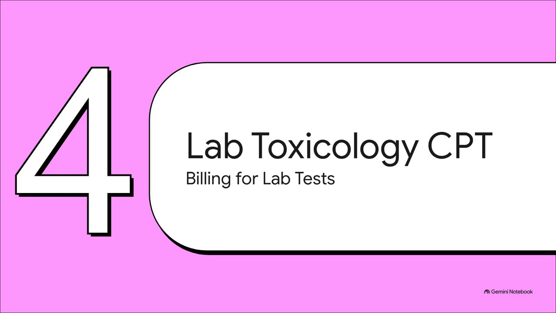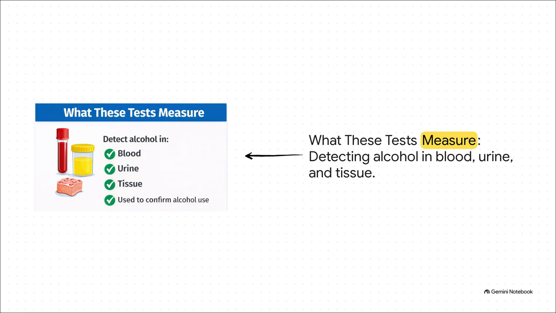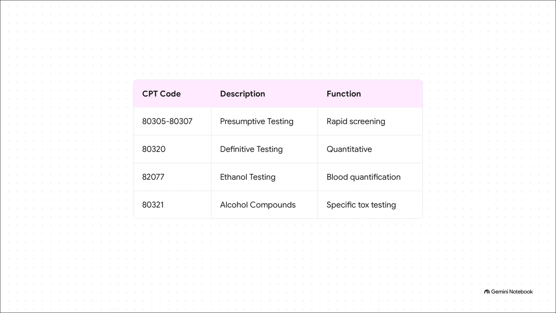All right, Section 4, Lab Toxicology CPT coding. Before we start slapping procedural codes on things, we really need to understand what specimen is actually being tested. These toxicology tests are primarily hunting for alcohol in blood, urine, and sometimes even tissue. That specific specimen, combined with the actual method used to detect it, is exactly what drives our CPT code selection. Okay, let's walk through this crosswalk table together.